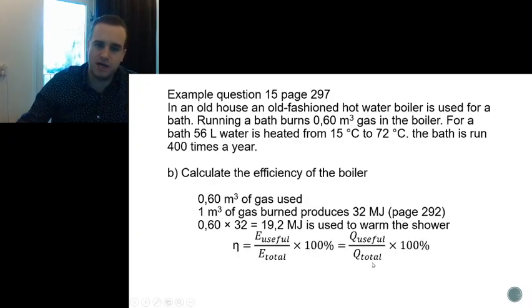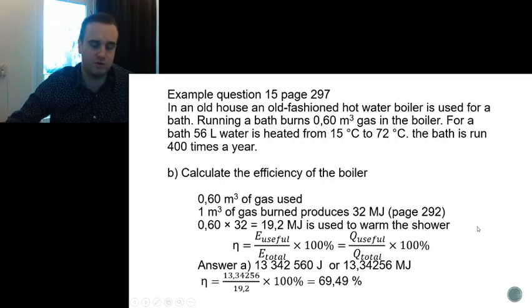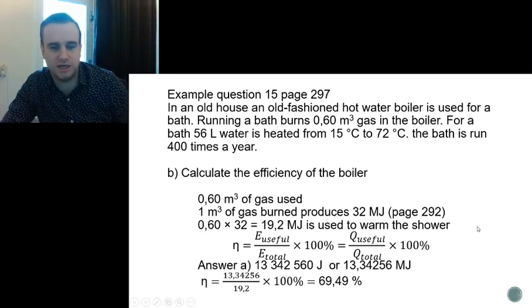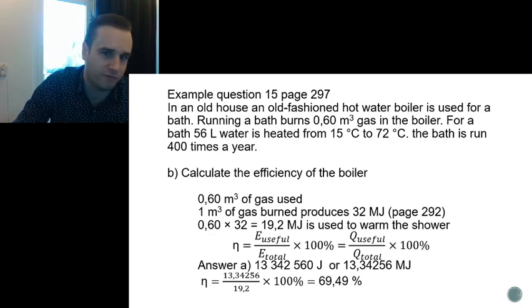We know how much heat is actually produced. This is the total heat that is produced by burning this much gas. And from the last question, we know that the useful warmth was 13 million something, or when you're accurate, you can use this answer. So dividing the two by each other times 100% gives you an efficiency of somewhere above 69%. The answer book rounds in between. I'm personally not a fan. I personally like you to round at the end of the question, but all the same.